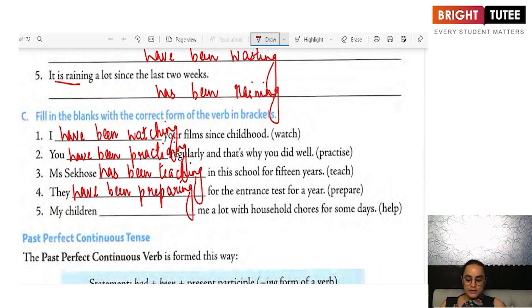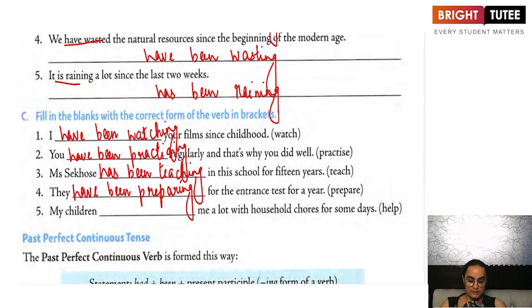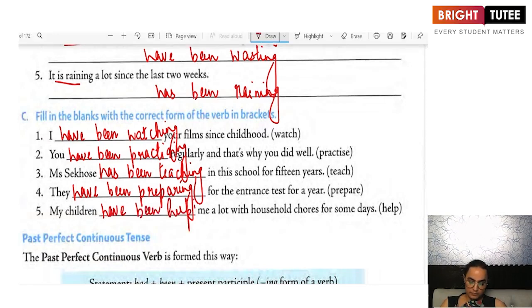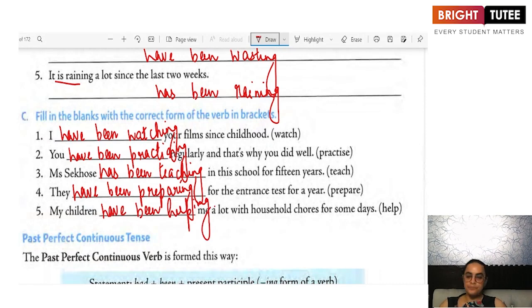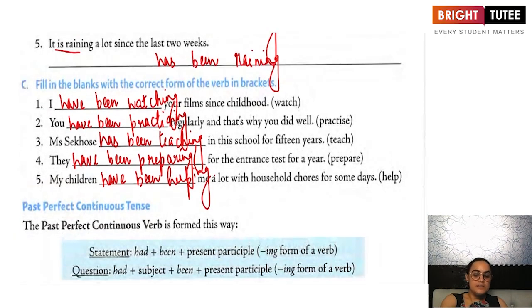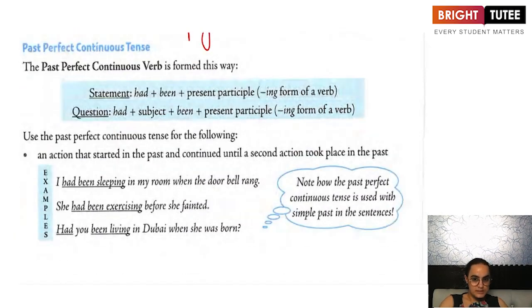My children help me a lot with the household chores; for some days, they have been helping. Okay, so this was the present perfect continuous tense. Next, let us talk about the past perfect continuous tense.